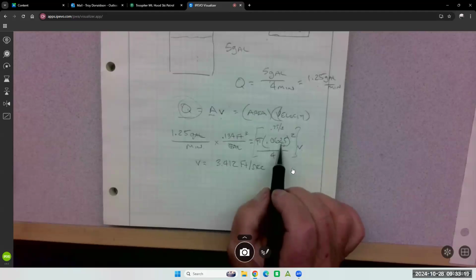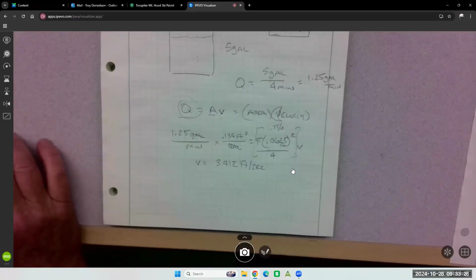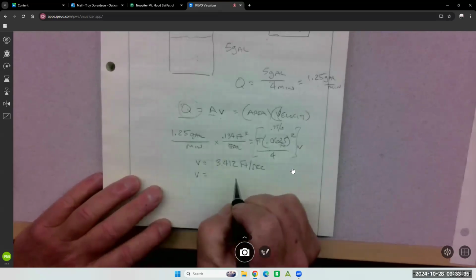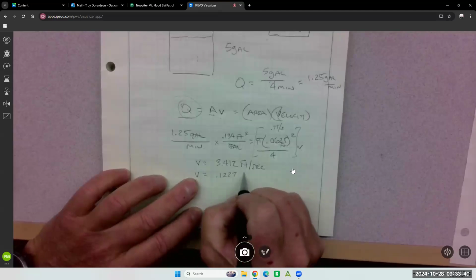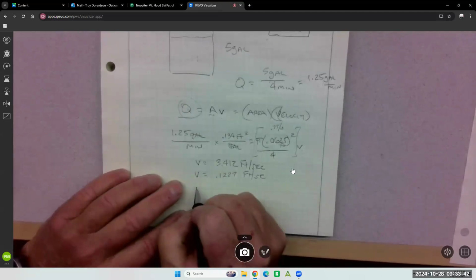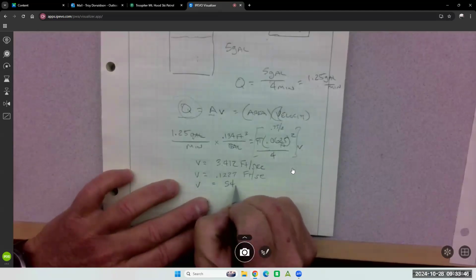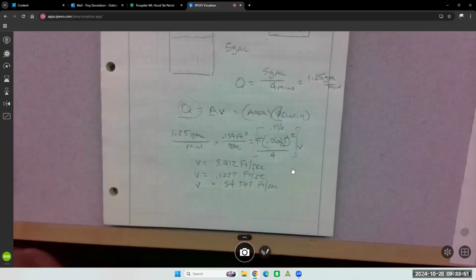Don't forget to square this. I get 0.1227. That's different. I think I multiplied by 4 instead of 5. I got 54.597. Oh, so we're getting some different numbers. What was yours, Jorge? 0.1227 feet per second. And Juan, 54.597. 54.597 feet per second.